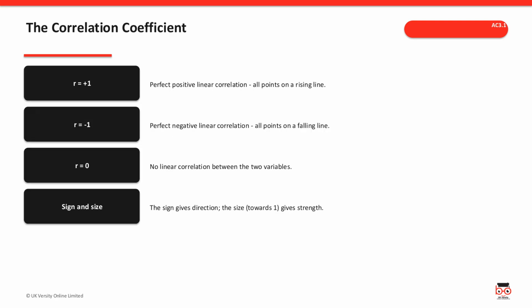Let's get a feel for the scale. An R of +1 is perfect positive linear correlation, every point sitting on a rising straight line. An R of -1 is perfect negative correlation, all points on a falling line. An R of 0 means no linear correlation at all. So the sign gives you the direction, and the size, how close to 1, gives you the strength.